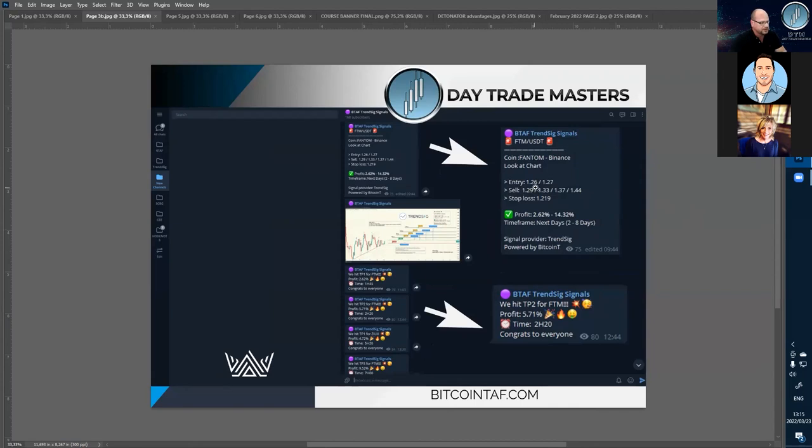Then we have an entry. You can see we have entry levels. We have sell levels, like 4 or 5 of them. Then we have a stop loss, very important. We always emphasize the importance of a stop loss at Day Trade Masters.